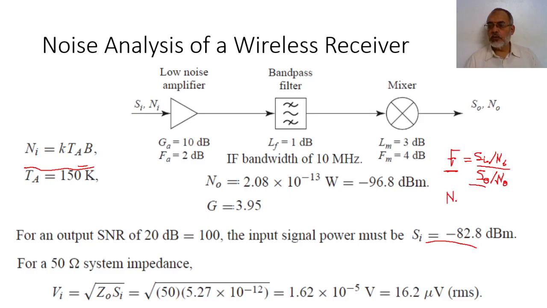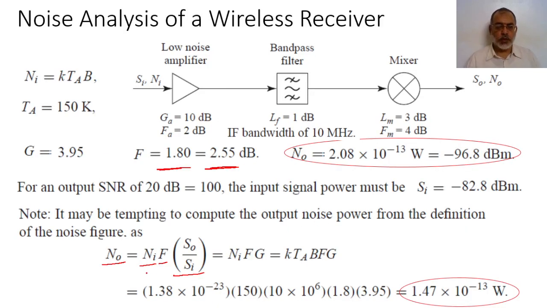Noise output over noise input multiplied by signal input over signal output equals F. So I can say that the output noise is F multiplied by signal output over signal input multiplied by noise input, which is this one. Noise output is noise input multiplied by F multiplied by signal output over signal in. Okay.